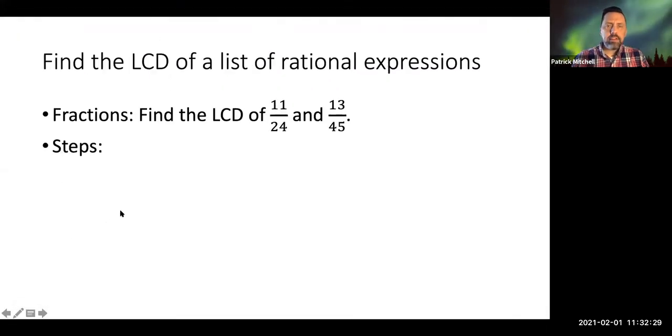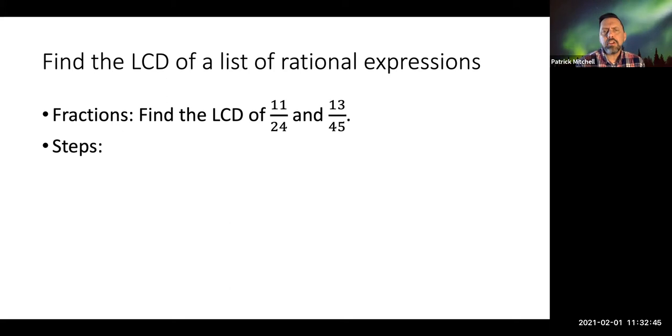All right, so next, finding the LCD of a list of rational expressions. So hopefully you know how to do this with regular old fractions. We're going to go over it. Okay, so let me just show you the steps.